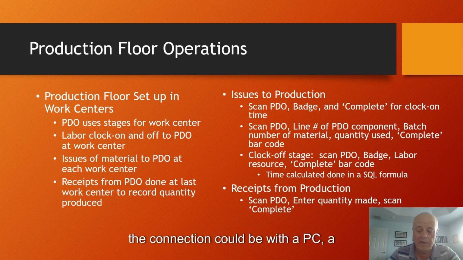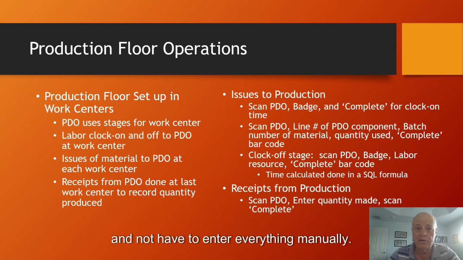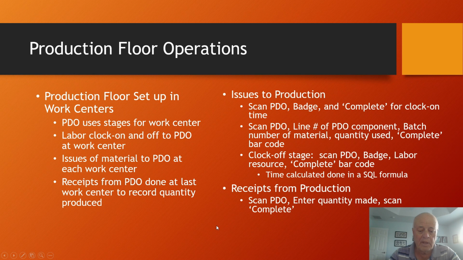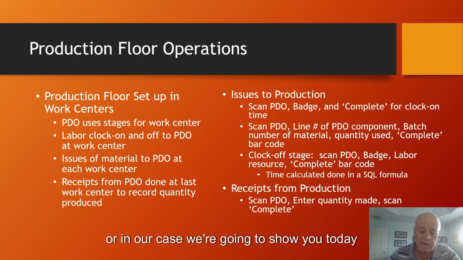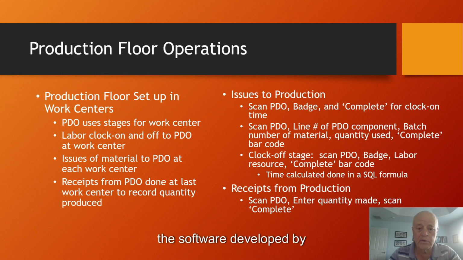So the connection could be with a PC, a tablet, or a handheld scanner. If using a PC or a tablet, then a keyboard interrupt scanner is required so that you can scan the barcodes and not have to enter everything manually. A program that accepts scans is the fourth thing that's required. Either that is going to be from a handheld device that you have developed the software for, or in our case, we're going to show you today the software developed by Macedon that accepts issues to production processes and receipts from production processes. So the video is going to show the following.